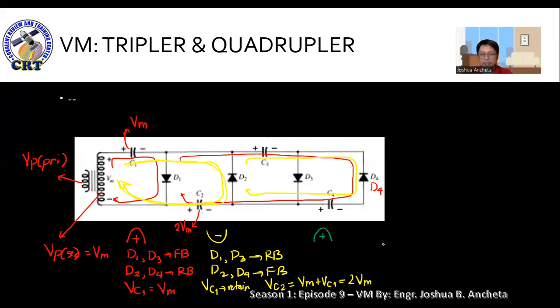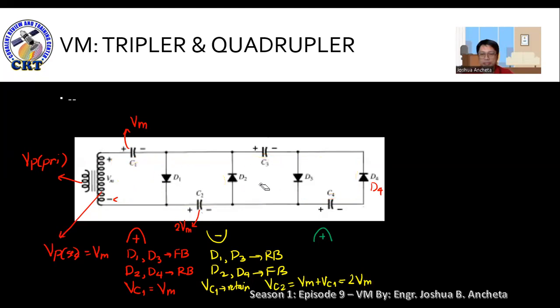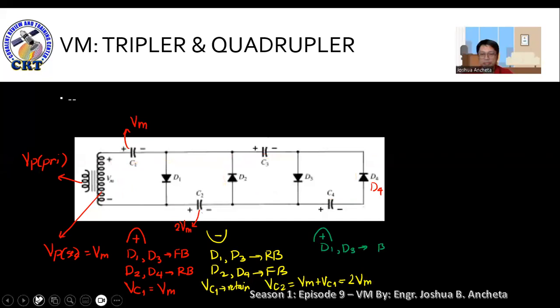Okay? Where will the loop be? Let's erase first. So just take note that we are now in the second positive half cycle. So again, D1 and D3 are reverse bias. No, they are forward bias now. D1 and D3 are forward bias, while D2 and D4 are back to the reverse bias condition.